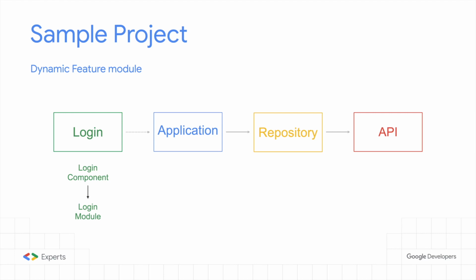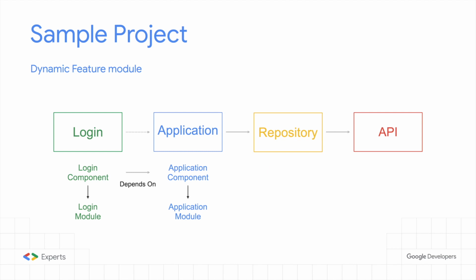Now let's look at the Dagger setup. In the login module, we have a login component and a login Dagger module. And our login component depends on application component. With dynamic feature modules, we cannot use subcomponents because subcomponents require the parent component to know about the child components. Instead, we use something called component dependencies. With component dependencies, the dependee doesn't need to know about the dependent.